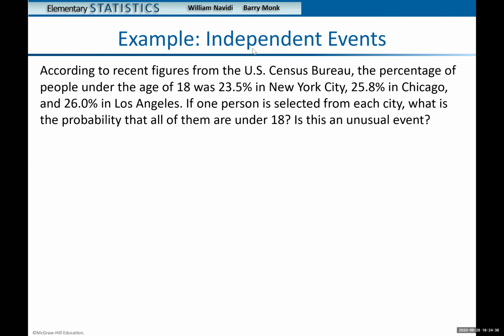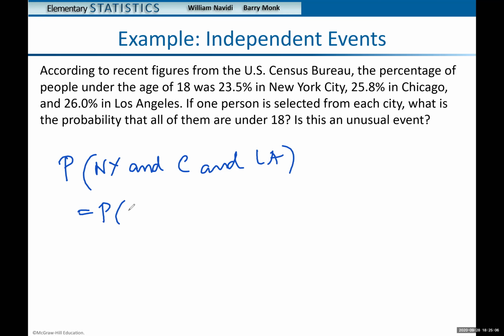What's that? 0.235 times 0.258 times 0.26. Yes. So they are independent. So probability that from New York and probability from Chicago and LA. So yes, they are all independent.